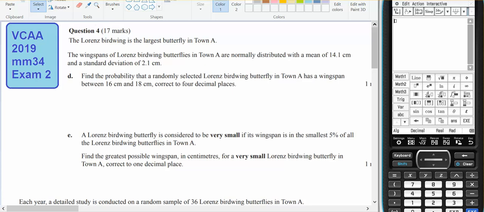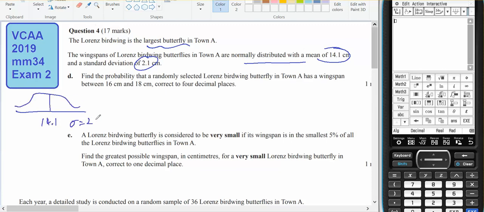This is for mathematical methods. It's the VCAA 2019 exam 2, question 4, the probability question, and bits of it that relate to 2020. So we have the bird wing of the Lorenz and its butterfly. The wingspans are normally distributed, mean of 14.1, standard deviation of 2.1.